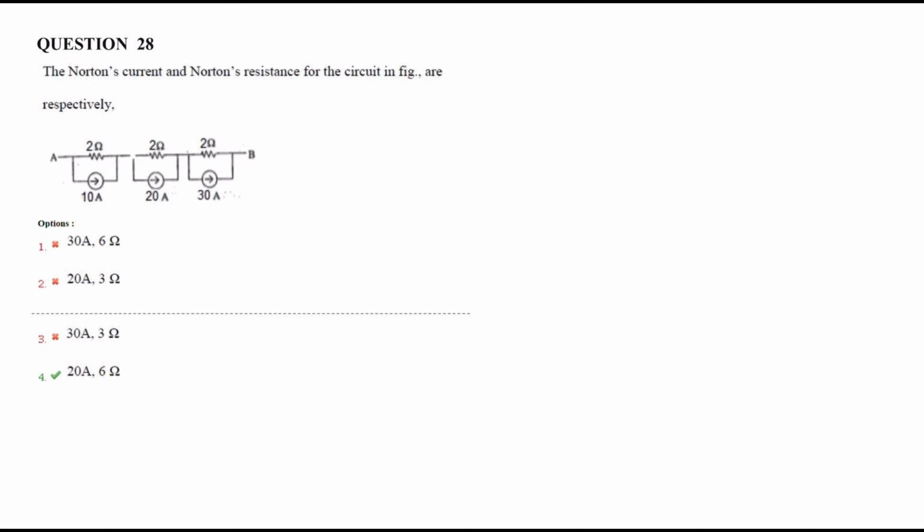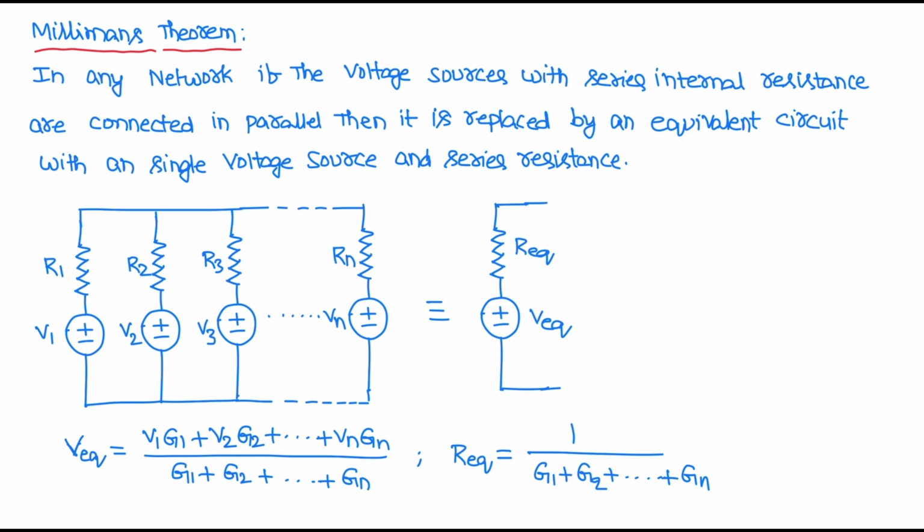Next question. The Norton current and Norton's resistance for the given circuit shown in the figure is. This circuit can be solved by using Millman's theorem. The statement of Millman's theorem is: if in any network the voltage sources with series internal resistances are connected in parallel, like this, V1, V2, V3, then it is replaced by an equivalent circuit with a single voltage source and series resistance, and this is the formula to calculate V equivalent and R equivalent.